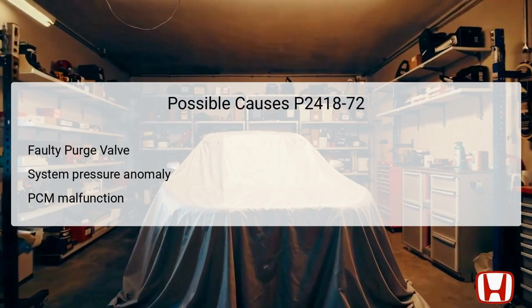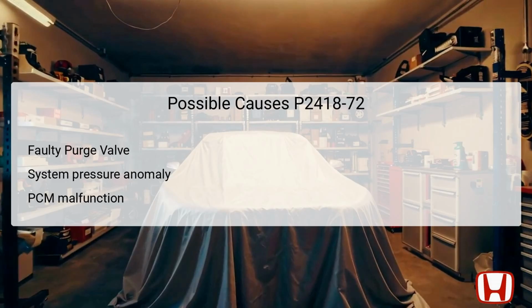Several potential issues can cause DTC P2418-72. A faulty evaporative emission canister purge valve may be the primary culprit. If this valve is not functioning correctly, it can fail to open or close, leading to abnormal pressure readings within the EVAP system. Another cause could be anomalies related to the system pressure.